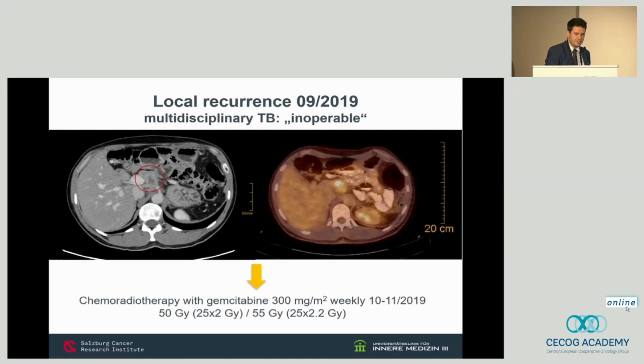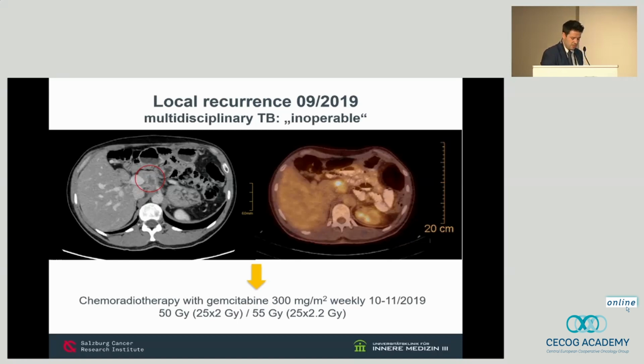15 months after the completion of the adjuvant chemotherapy, the patient came to discuss the results of a routine surveillance CT image, which showed a local recurrence. The patient was, concerning this local recurrence, completely asymptomatic, and we initiated an FDG PET CT scan to confirm that this was the only tumor lesion at the moment and to rule out occult metastasis.